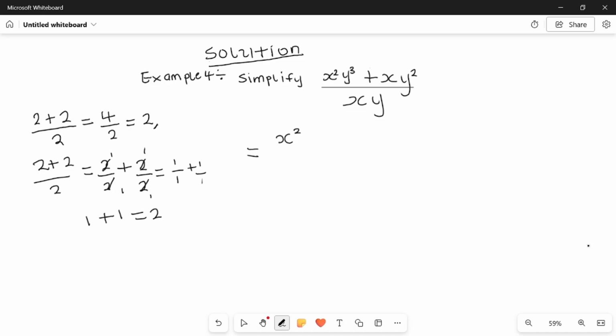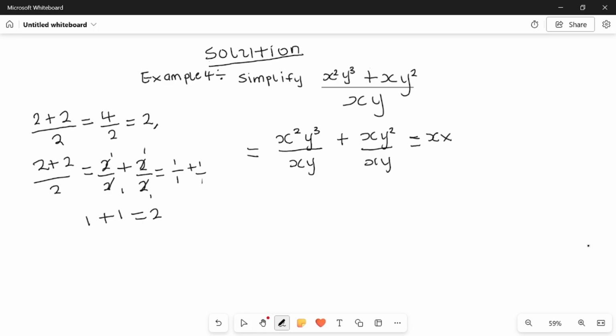x square y cube over xy plus x y square over xy, just like we did in this place. So we have separated them, you see. So the next thing to do is to expand, then cancel out. So if we expand it, we have that x square will be what?